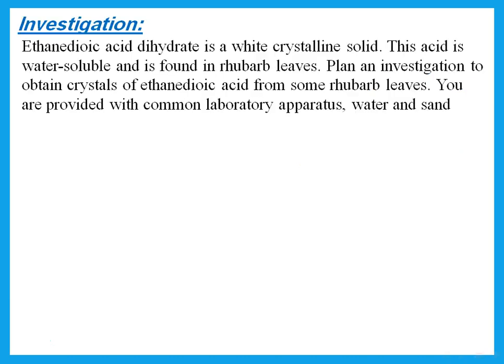So this is an investigation. He says ethane dioic acid dihydrate is a white crystalline solid. This acid is water soluble. It is found in rhubarb leaves. Plan an investigation to obtain crystals of this acid from some leaves. You are provided with common laboratory apparatus, water, and sand. Remember, if he gives you things, you have to use all of them.